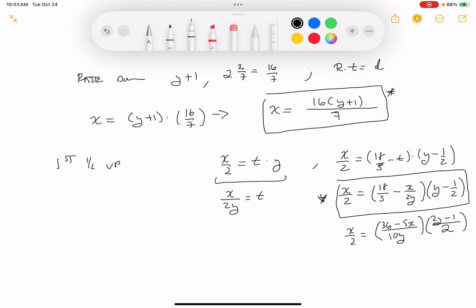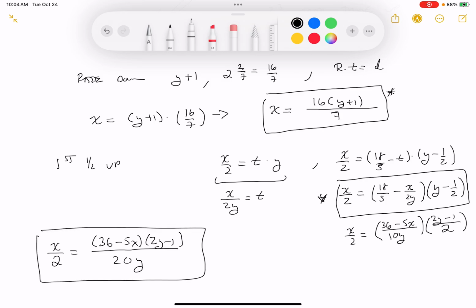All right? So let me write this down for you. I get x over 2 is equal to, well, 10 times 2 is 20y. And on top here I get 36 minus 5x, and 2y minus 1. I'm going to put a box around this one over here. Let me get the eraser out and erase the other box I have over there. I don't need that. And I'll just put a little star next to this one over here, and a star next to the one over here.